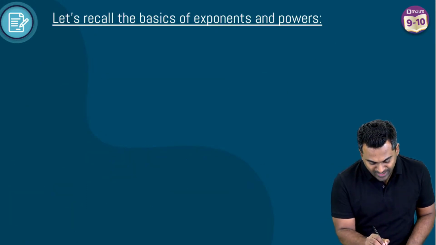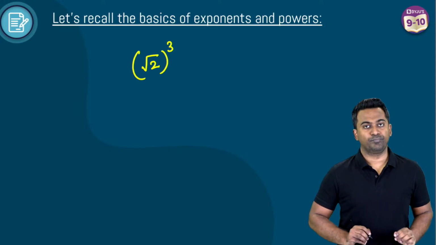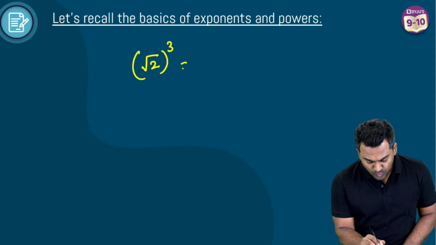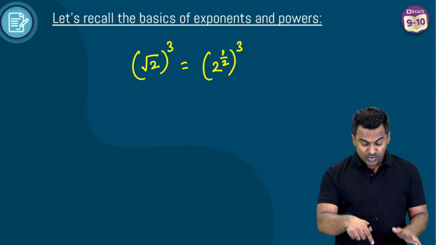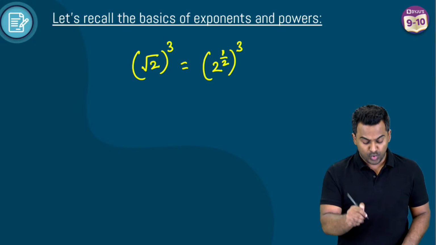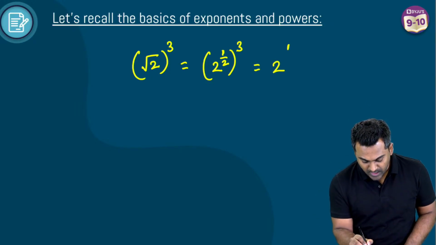Okay, let's suppose you have square root of 2 whole cube. Then square root of 2, you can write it like 2 power 1 by 2. Now this is being raised to the power 3. So now you can use a to the power m whole to the power n. This becomes a to the power m multiplied with n, and this becomes 2 raised to the power 3 by 2.